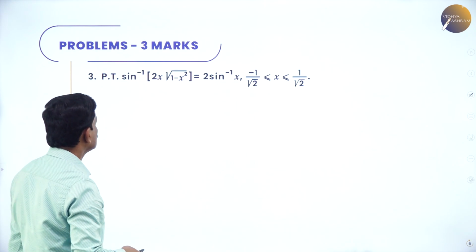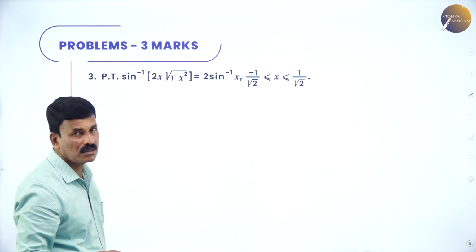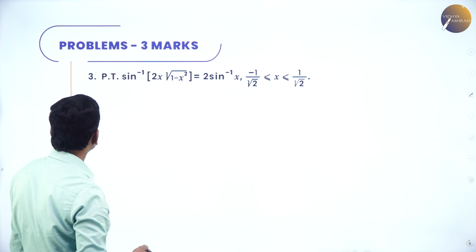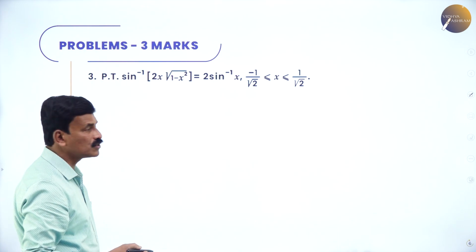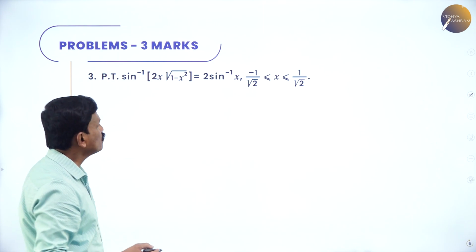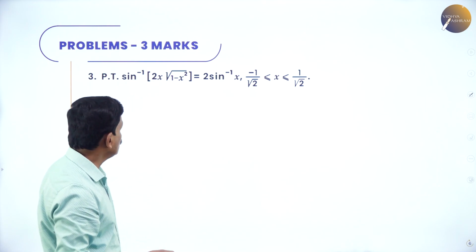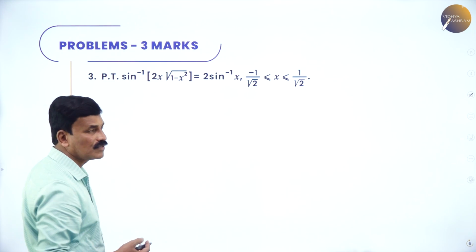Now move on to the next problem. This is also a very important type of problem for 3 marks. These are all problems from the previous year question papers. Now what is to prove? Prove that sine inverse of 2x into root of 1 minus x square is equal to 2 sine inverse x, where minus 1 by root 2 is less than or equal to x less than or equal to 1 by root 2. Similarly, there is one more problem to prove on cos inverse.